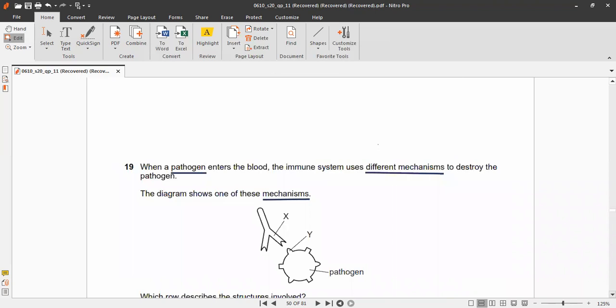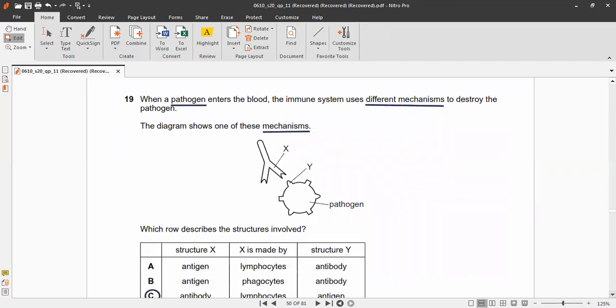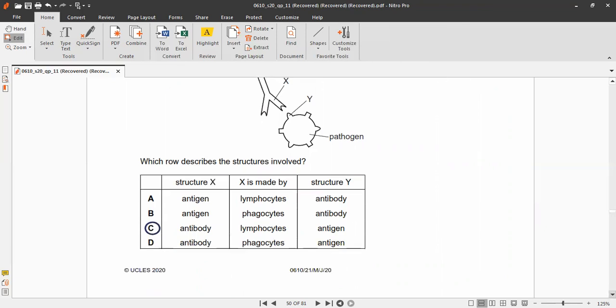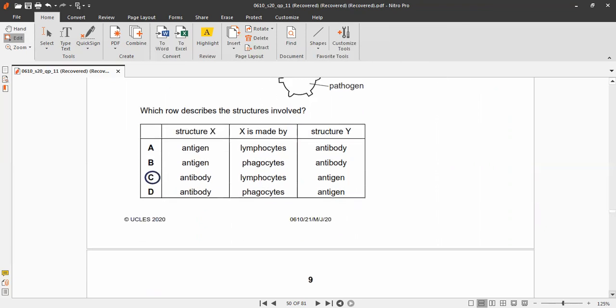When a pathogen enters the blood, the immune system uses different mechanisms to destroy the pathogen. The diagram shows one of these mechanisms. X and Y. X, antibody. And Y, antigen. And X is made by lymphocytes. So the correct answer is C. X, antibody. X is made by lymphocytes. And structure Y, antigen.